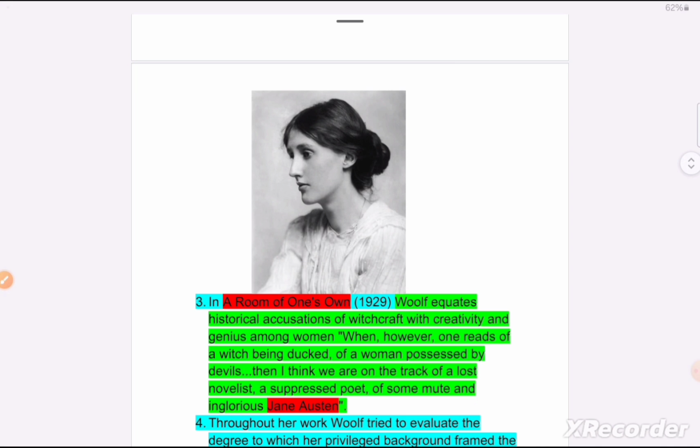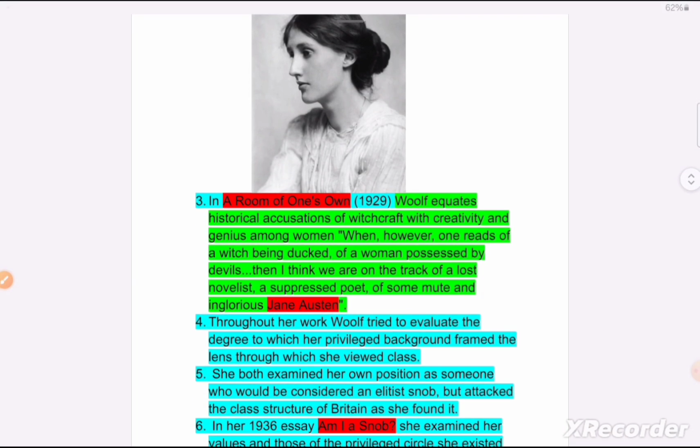Next is A Room of One's Own, 1929. In this work, Virginia Woolf equates historical accusations of witchcraft with creativity and genius among women. When, however, one reads of a witch being ducked, of a woman possessed by devils, then I think we are on the track of a lost novelist, a suppressed poet, of some mute and inglorious Jane Austen.